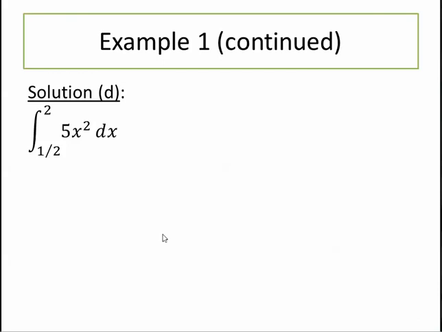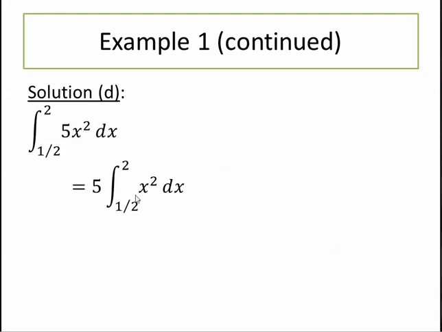For part D, we were looking at the integral from 1/2 to 2 of the function 5 times x squared dx. So the first thing we notice is that 5 is a constant multiplying the function x squared, so we can pull 5 outside of our integral sign.